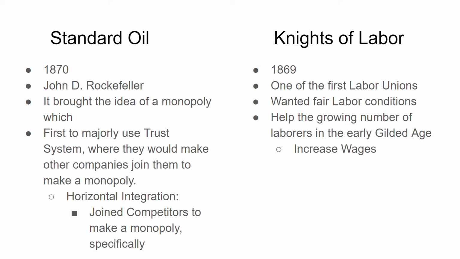Then we have 1869, the Knights of Labor, and these guys were pretty much the first major labor organization. They wanted fairer wages, and they helped the growing number of laborers in the early Gilded Age. Increasing wages was one of their central ideas that should happen. This particular group didn't work out too well. There's another group, the American Federation of Labor, I believe, and they worked out much better, and I believe they're even still around today, if I'm correct.